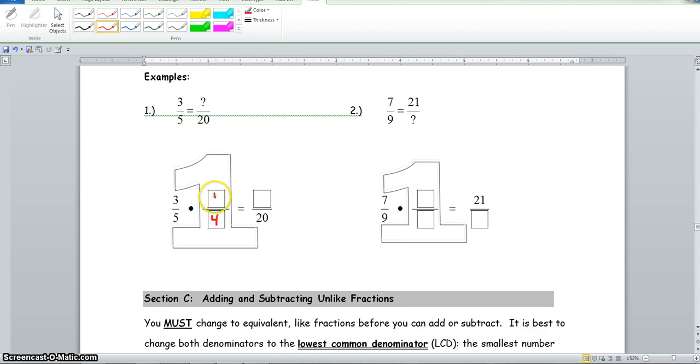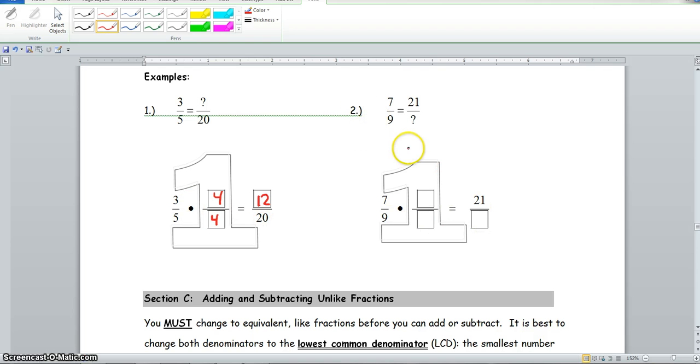Now remember, except 0, any number divided by itself is 1. So that 4 would become 4/4. So this is really 3/5 times 1. So we'll say 5 times 4 is 20, and 3 times 4 is 12. And remember, whatever you multiply your denominator by, you must multiply your numerator by.